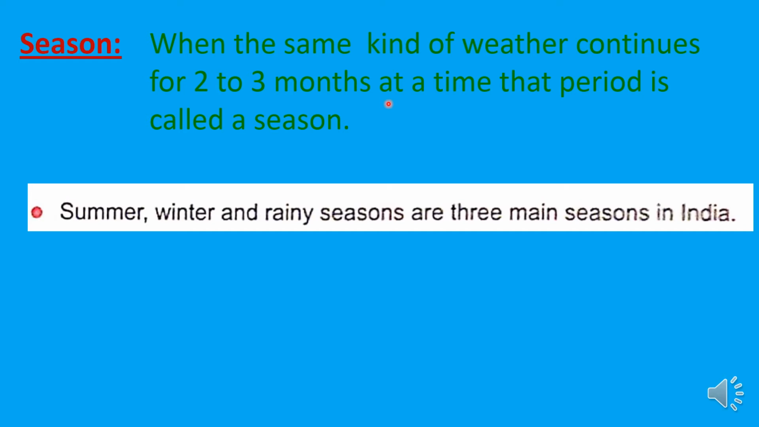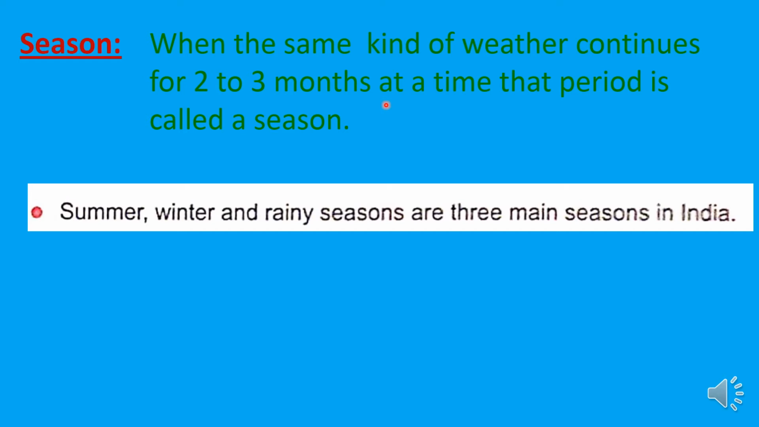Understand, children? Listen carefully. For example, rainy season, I'm explaining. July and August months will see so many rains. Every day rain will come. So that rainy weather is continuing nearly two months. So we are calling that a season. What I'm saying, the same kind of weather, rainy weather, continues for 2 months, July and August, that period we are calling a season.